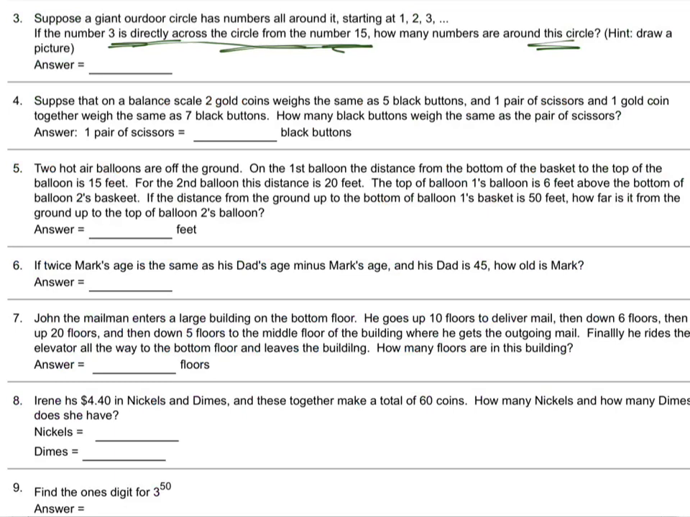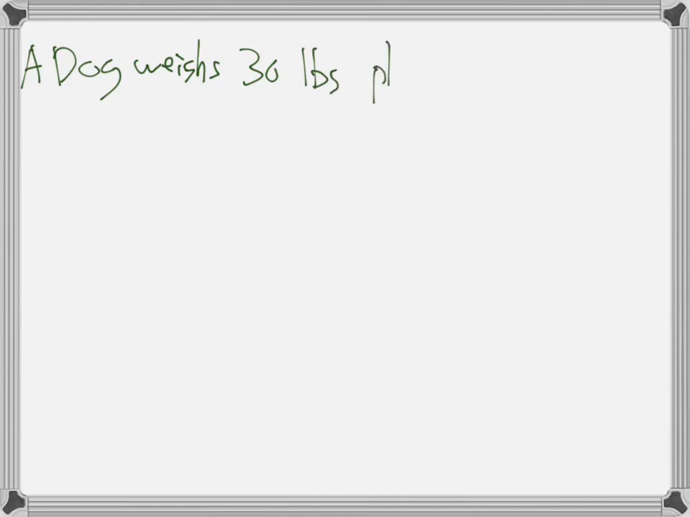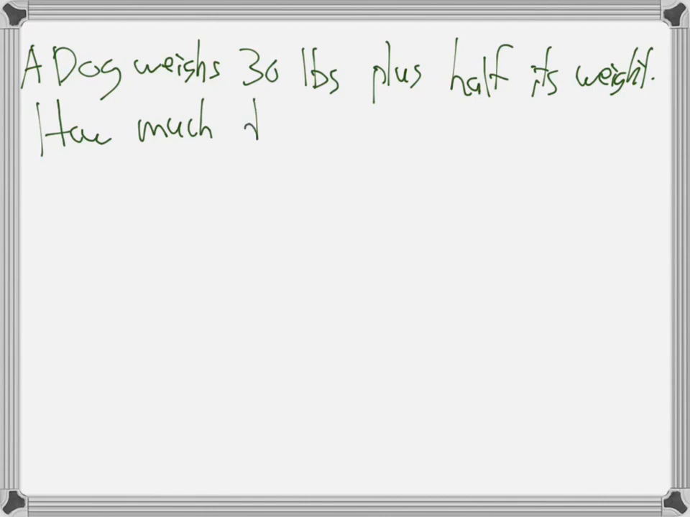Number 4. Suppose that on a balance scale, 2 gold coins. Wait, is that the one? Hold on. A dog weighs 30 pounds plus half its weight. How much does the dog weigh? Yeah, this is more like a 4-minute question. We can do this one in 4 minutes. We'll do the rest next time. This is a good question. It's really the same idea as that next one we're about to do.